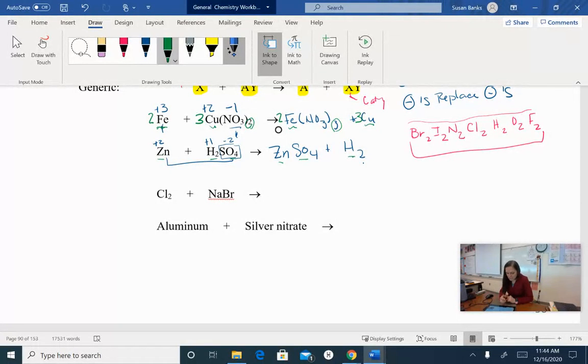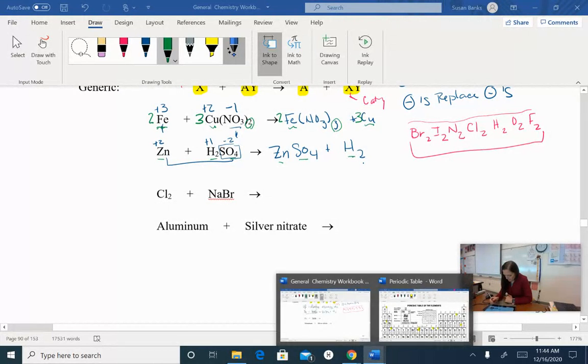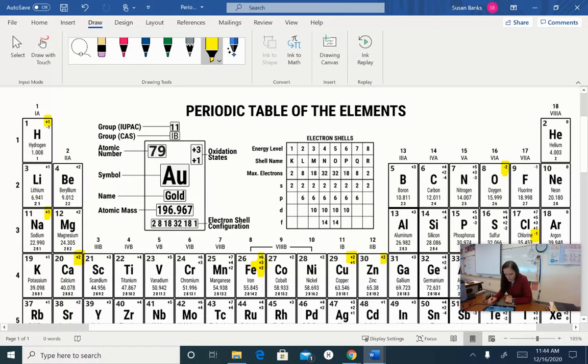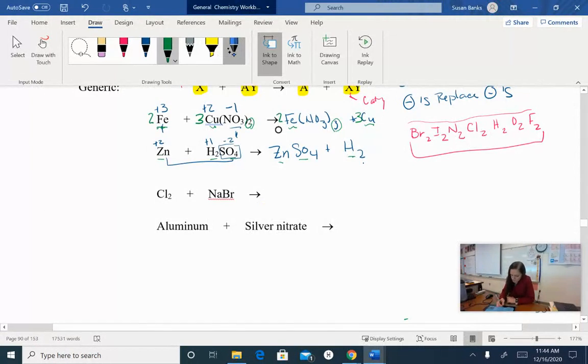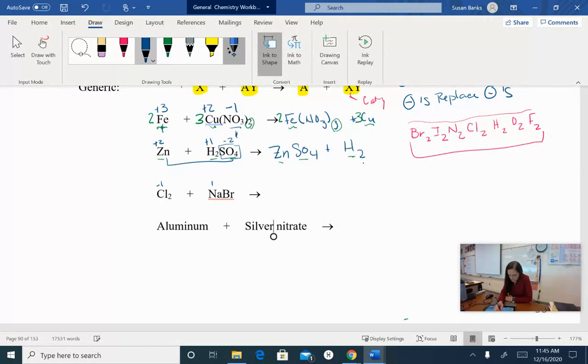All right, let's look at this next one. I've got chlorine, sodium, and bromine. So let's look at the charges here. So sodium is a +1, chlorine is a -1, and bromine is also a -1. So let's put in those charges. So chlorine -1 individually, sodium is a +1, and bromine is a -1. So, question, do I have 2 positives that can switch places, or do I have 2 negatives that can switch places? I have negatives that are going to switch places.